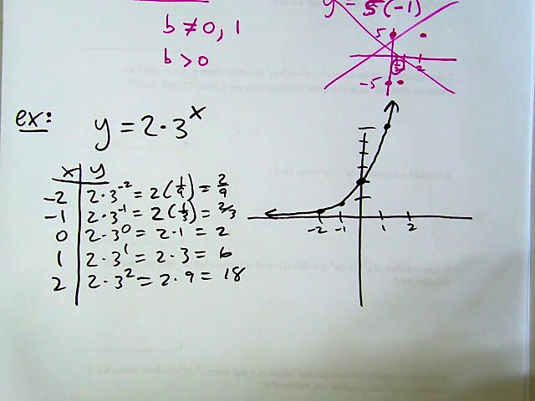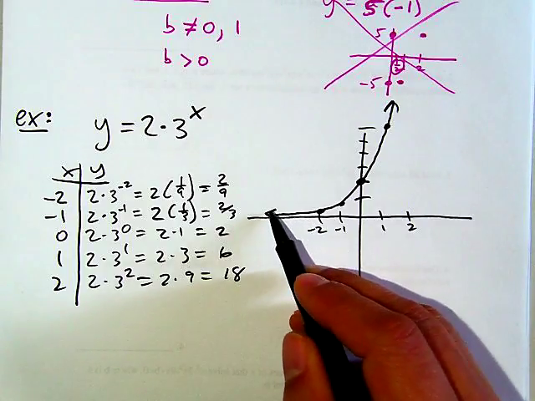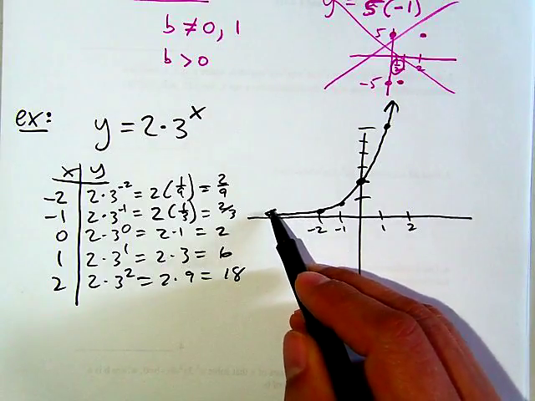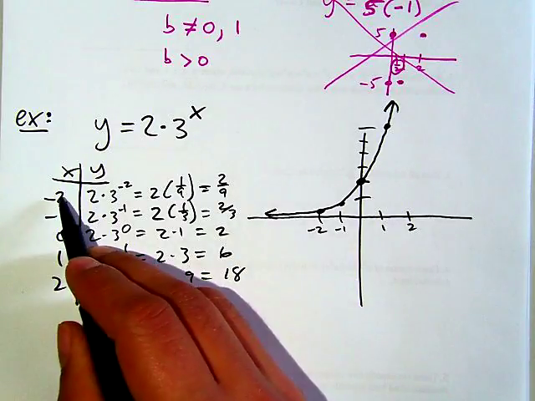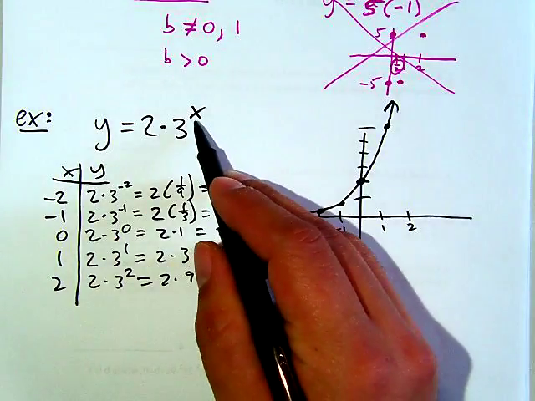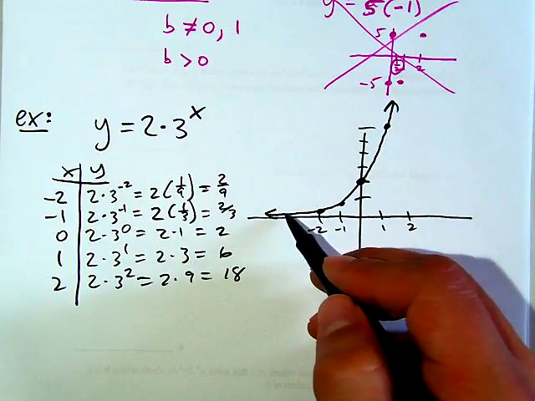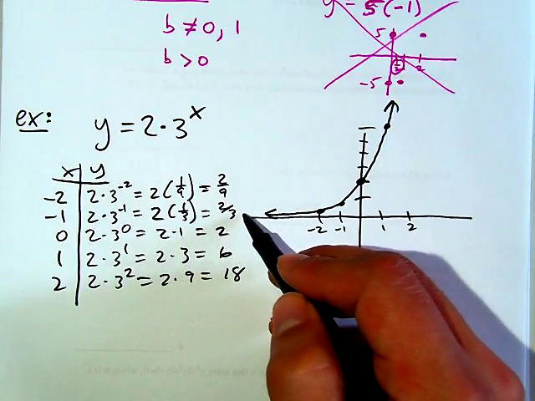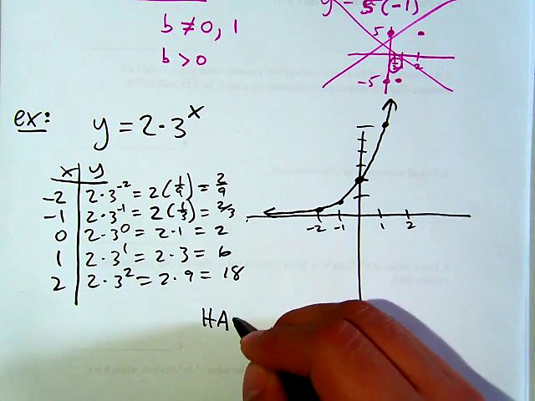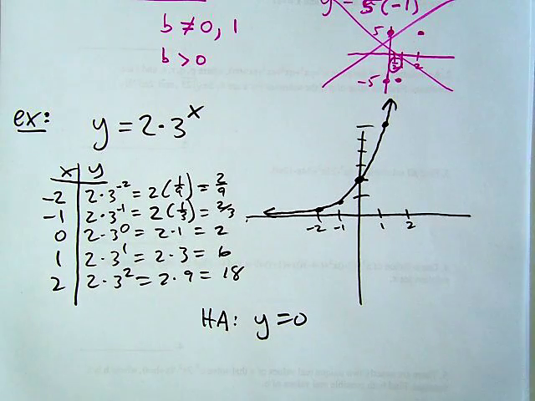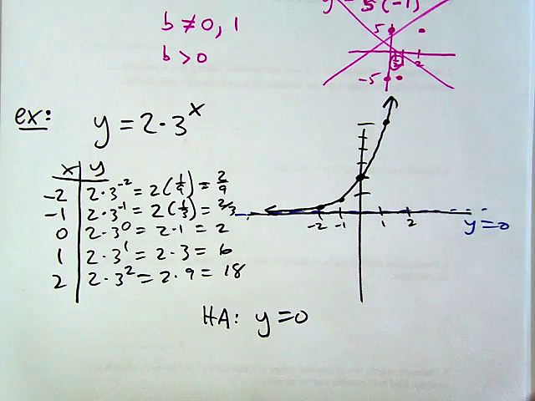Okay, a couple things that we should notice here. This graph, no matter what negative number I plug in, will never cross this x-axis. Okay, if I plug in a negative number, like negative 10, all that does is make this 3 to the minus 10, which then makes it a really tiny fraction. So this keeps getting closer and closer to 0 as you go to the left, but never crosses the y equals 0 line. Okay, so for that reason, we actually have a horizontal asymptote at y equals 0. Okay, so y equals 0 is an asymptote for the graph.